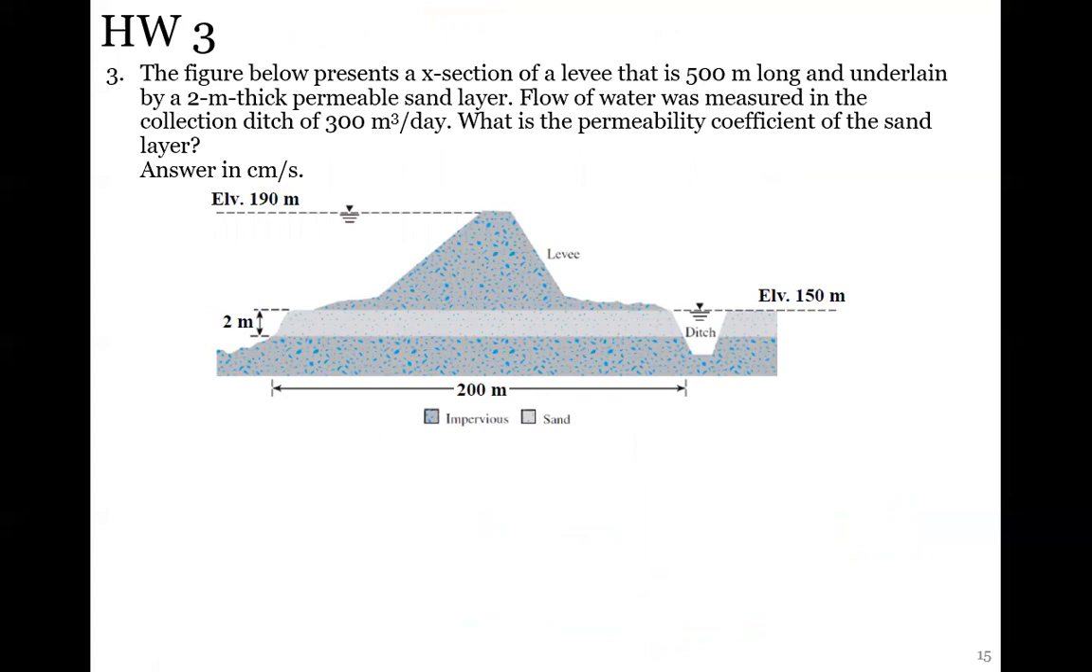All right, this is a fun, practical problem for permeability. We show a cross section of a levee. It's 200 meters long, and what we don't see on paper, like coming out of the screen, is 500 meters. So it's 200 meters. Like we're working in 3 dimensions here.